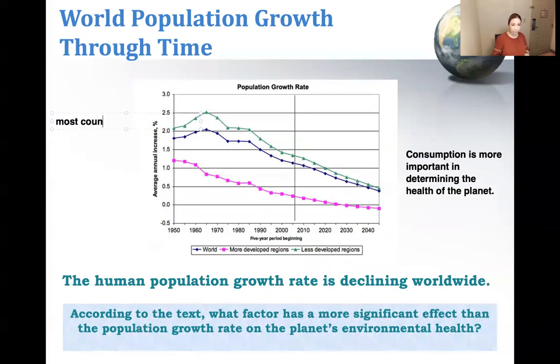So I'm going to write that here. Most countries are at or below replacement fertility. Replacement fertility is 2.1. What that means is replacement fertility is when a woman has 2 children, one to replace herself, one to replace her mate. The 0.1 just accounts for infant deaths, right? So 2.1.